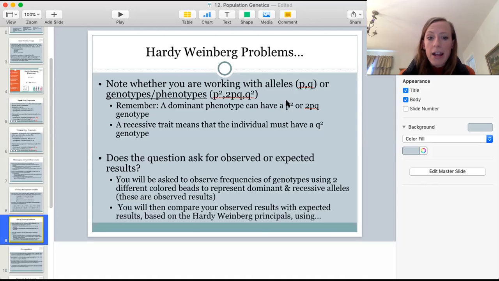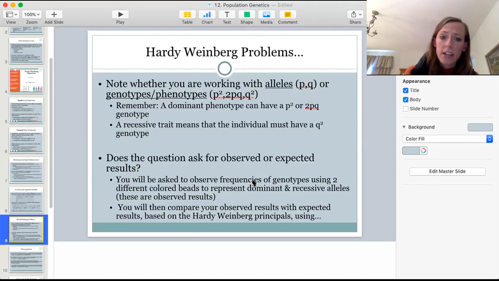And something else to keep in mind is that the dominant phenotype can be either P squared or 2PQ as far as the genetic makeup. Whereas the recessive phenotype individuals, they have to have that Q squared genotype, okay? Just keep that in mind. The question says all the recessive people equal this number and all the dominant people equal that number. Well, the dominant people could be in 2 different categories. You don't know. You do know that the recessive trait has to correspond to the Q squared individuals, okay?